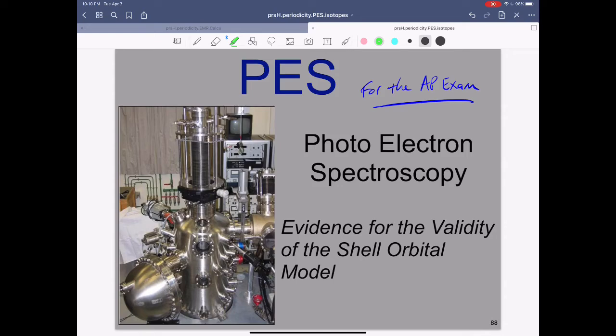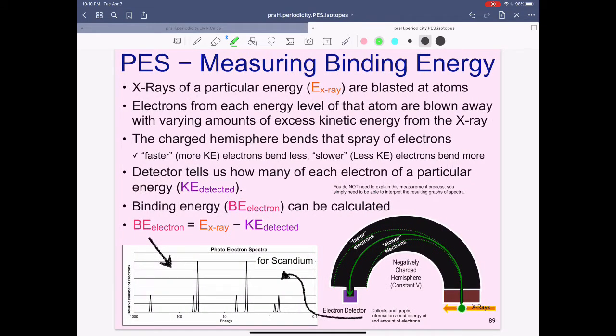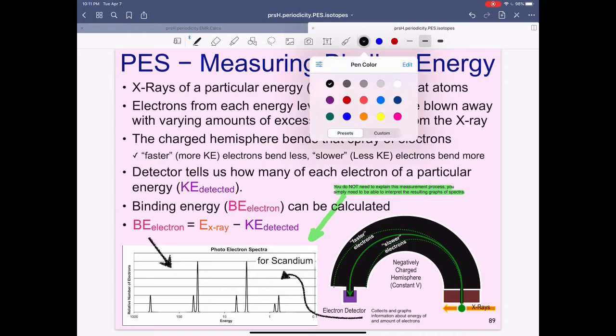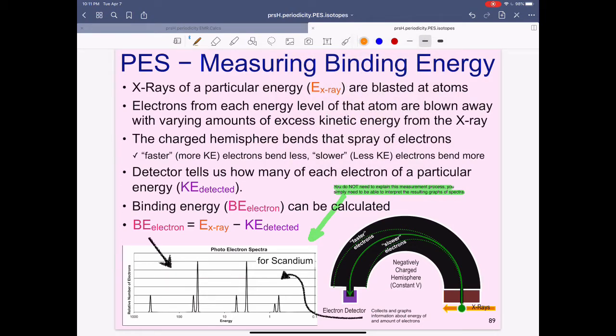Let's take a look and understand photon-electron spectroscopy, which gives us evidence for the valence shell orbital model, or electron configurations. So first, some fine print. You do not need to be able to explain anything on this slide with the exception of the graph. But if you'd like to fast forward ahead, that's certainly okay. Let's take a look at what actually happens.